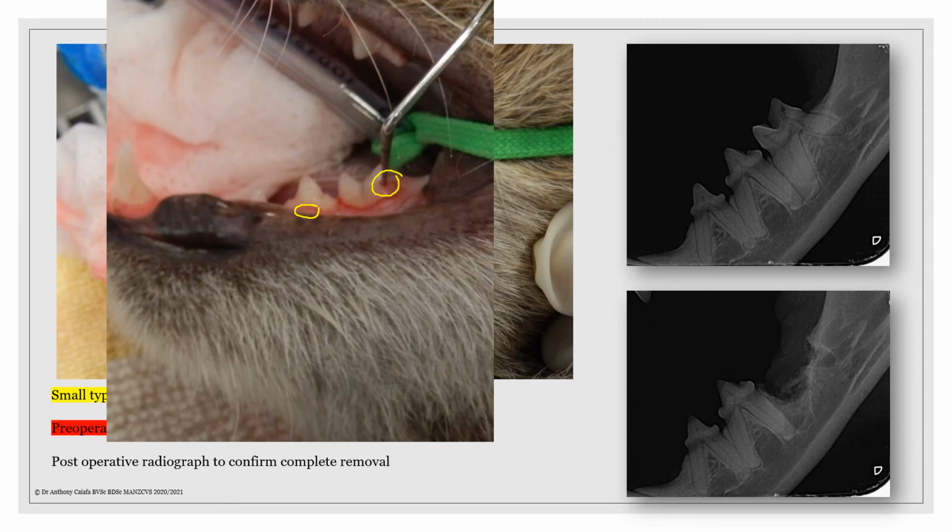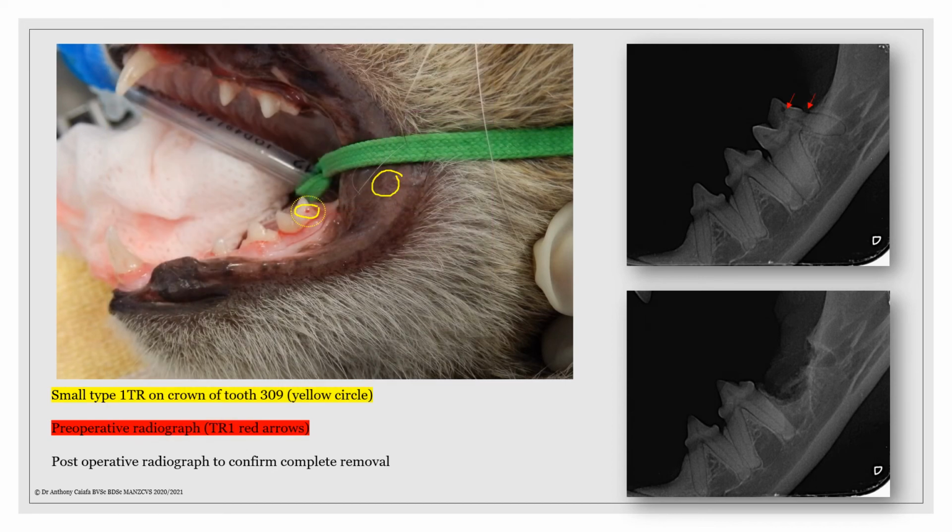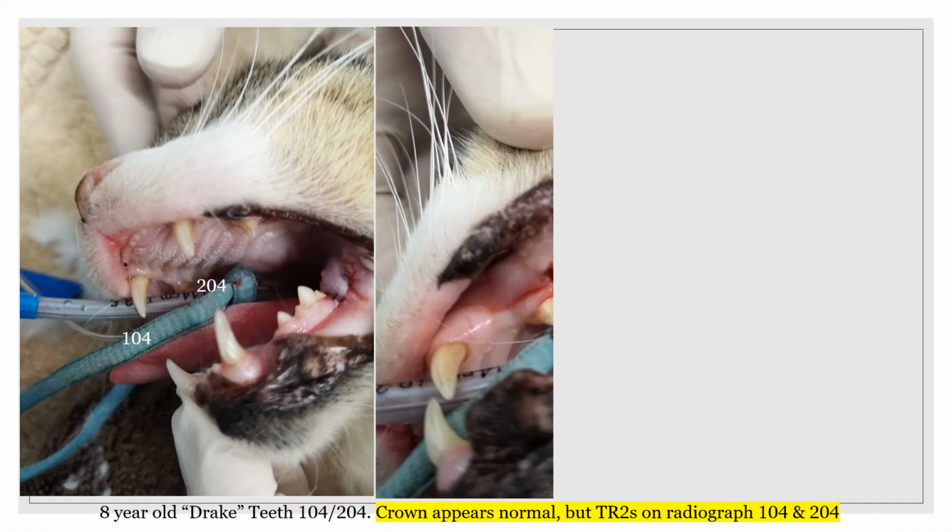The radiograph on the right-hand side, the right upper, shows you that the red arrows show you the lesion. There's a little pinpoint lesion, but there is a lesion extending down into the root of the tooth as well. So this tooth has an intact periodontal ligament around it, this tooth 309. So this tooth should be able to be completely extracted, and as you can see, the image, the lower right image, we've completely extracted this tooth, and we will smooth over the bone and suture the gingiva closed.